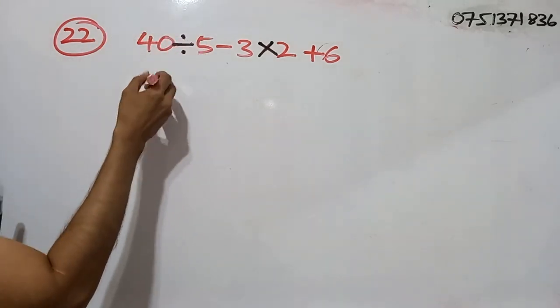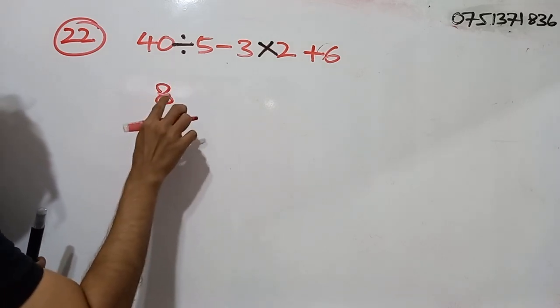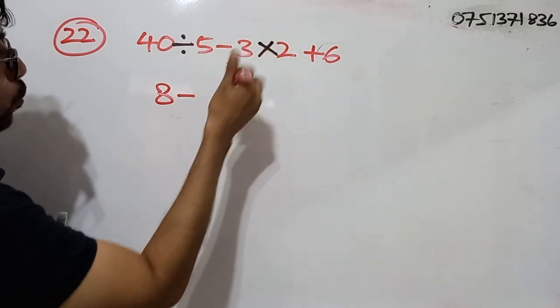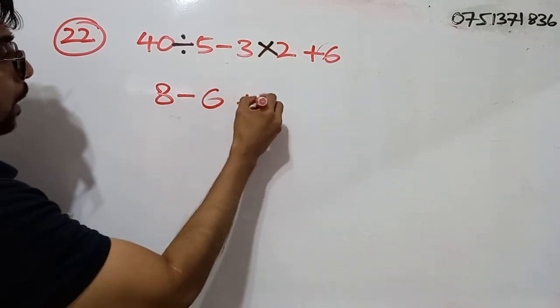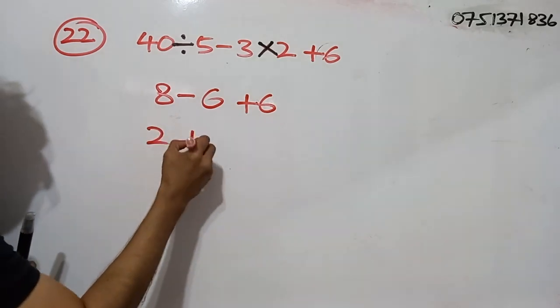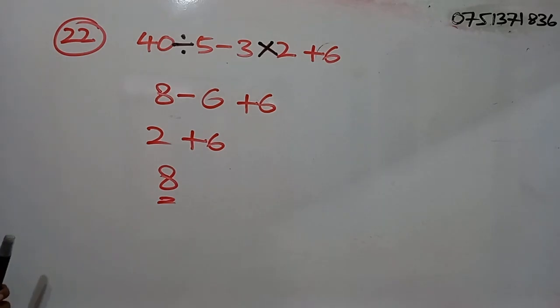So 40 divided by 5, that is 8. So 8, then we have a minus. 3 into 2, what is that? 6 plus 6. 8 minus 6, we have a 2. 2 plus 6, what do we have? We have 8. So the answer is 8.